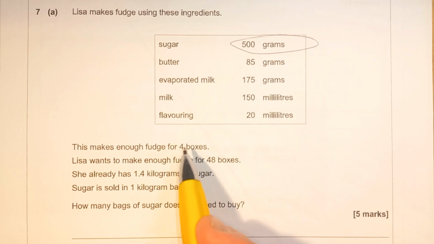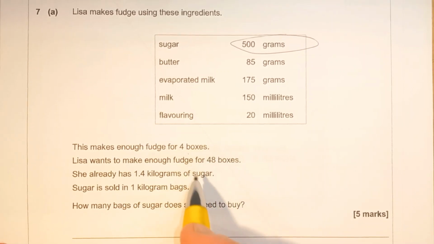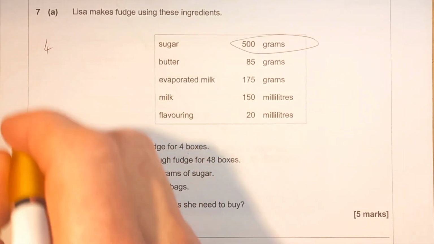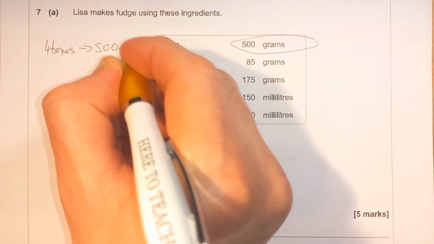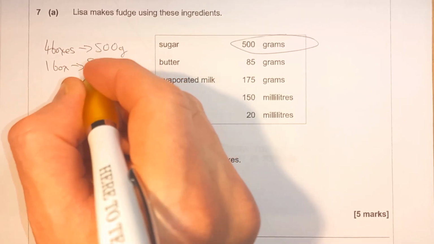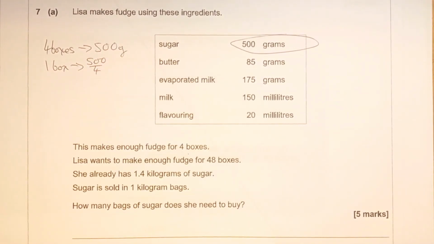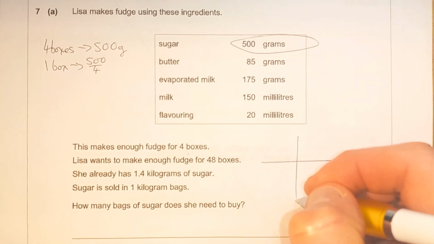Now, she's got enough for 4 boxes. So we're saying 500 grams makes 4 boxes. We want to get up to 48 boxes. So 2 ways you can do it. I think some people will probably prefer this first method, which says, well, if we got 4 boxes of 500 grams, well, 1 box is going to be 500 divided by 4. Okay, which is fine. And then you can work out how much for 1 box and then multiply it by 48. I'm going to do it slightly differently, which is a bit of a sort of shortcut method.